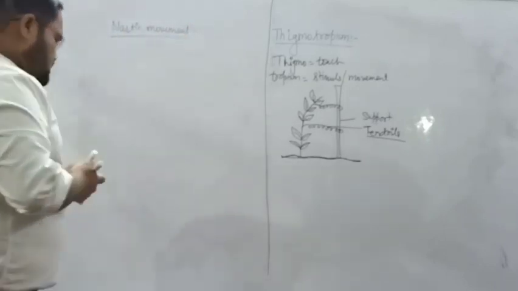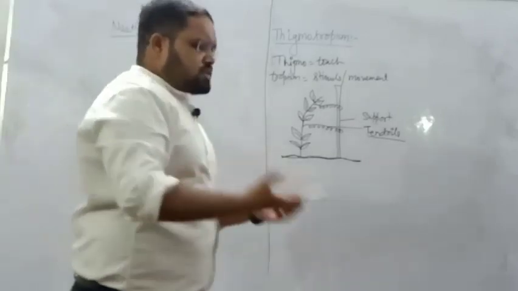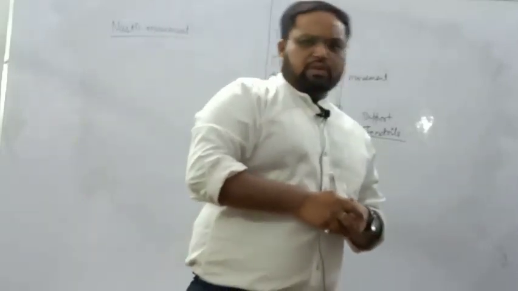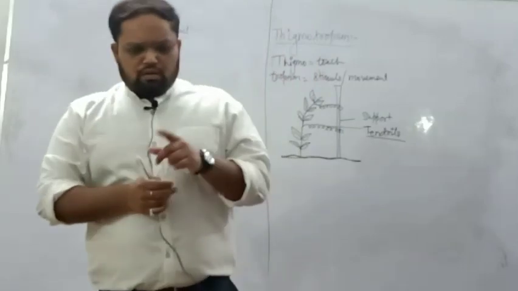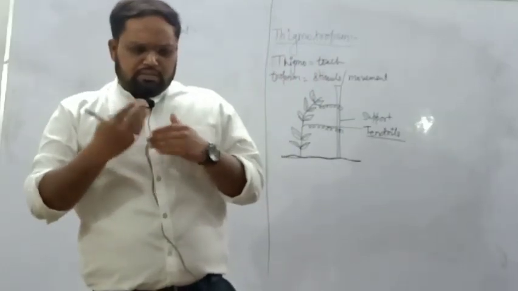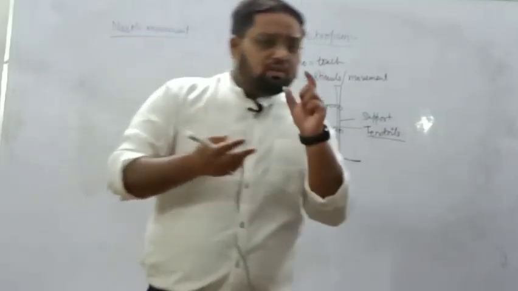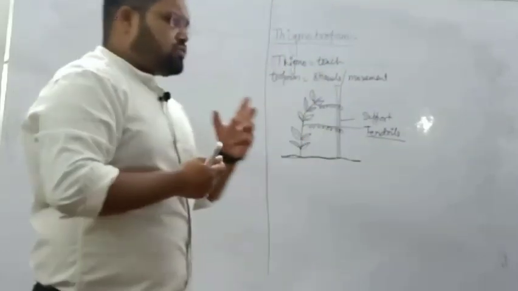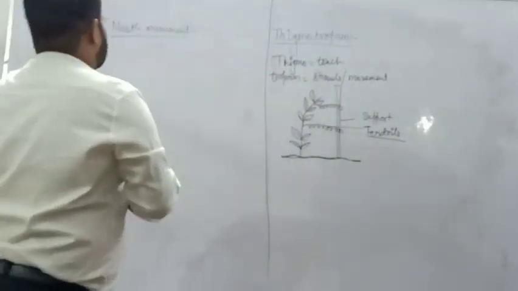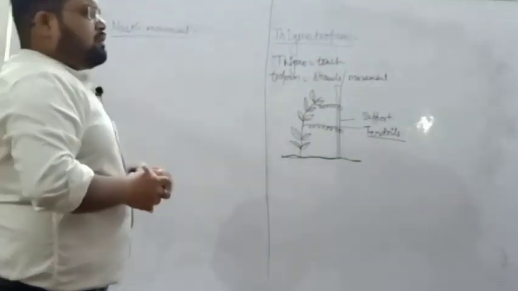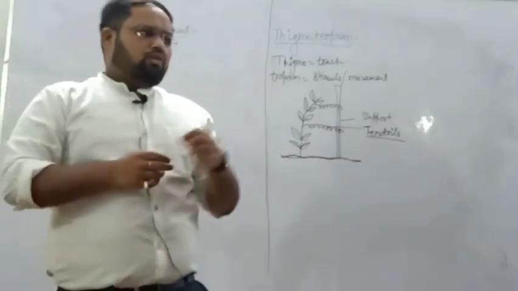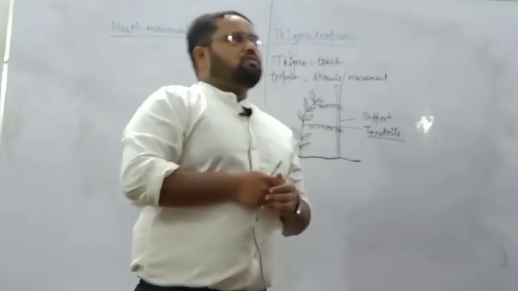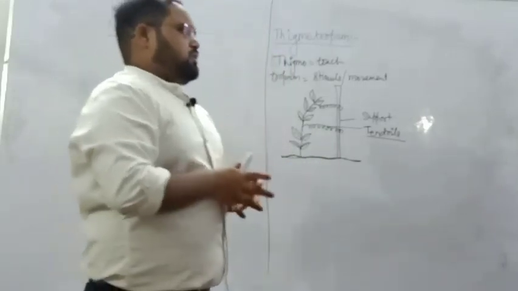So the first thing is, what is nastic movement? You saw that Mimosa pudica, that is chui mui or touch me not plant. Whenever we touch it, or the wind blows, or some water droplets fall on its leaf, it will just shrink.